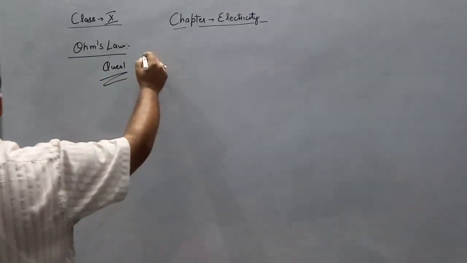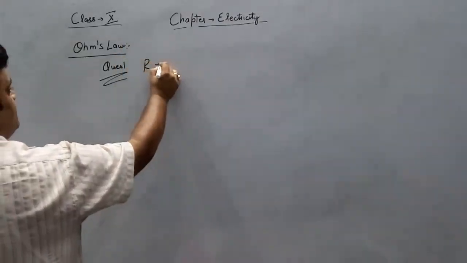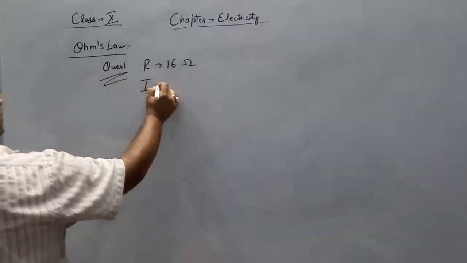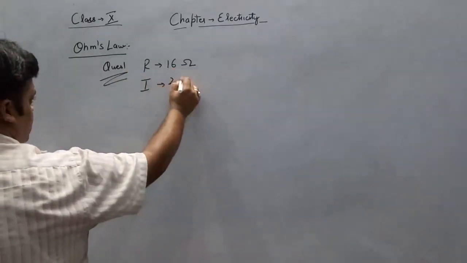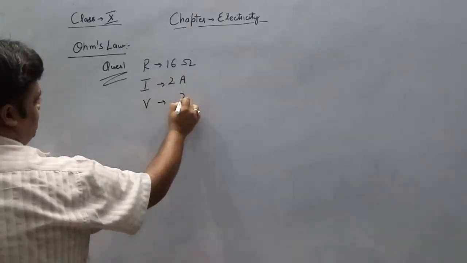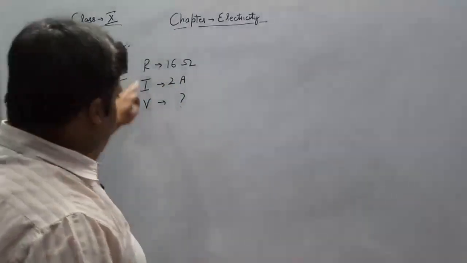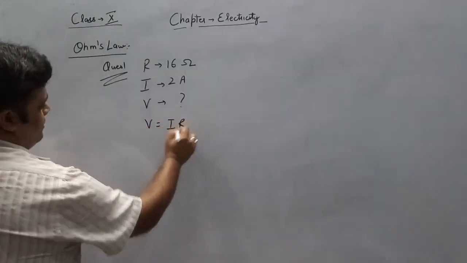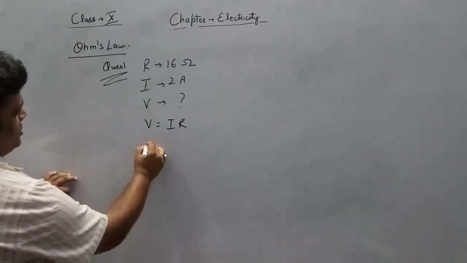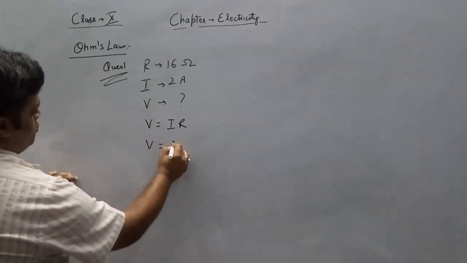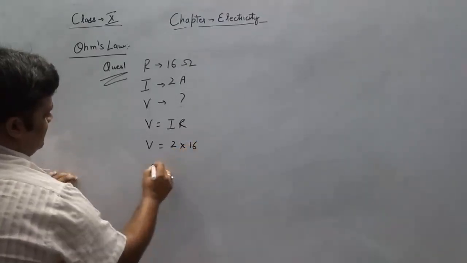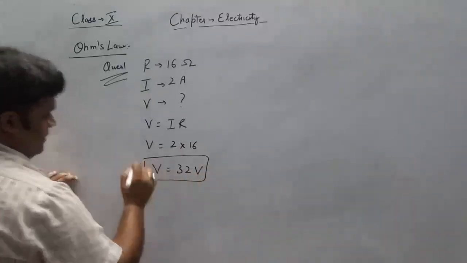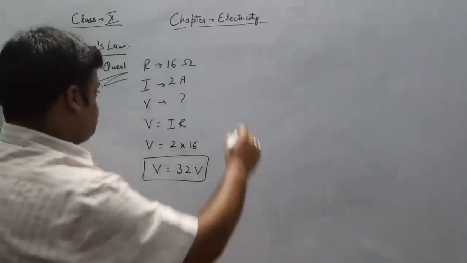Question first. Resistance of the material is 16 ohm and current flowing through it is 2 ampere. Calculate potential difference. In this case, we use Ohm's law. Potential difference is equal to IR according to Ohm's law. Potential difference is equal to 2 multiplied by 16, that is, potential difference is equal to 32 volts. This is directly based on Ohm's law.